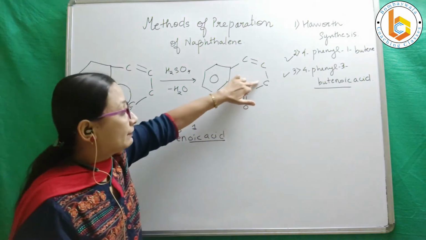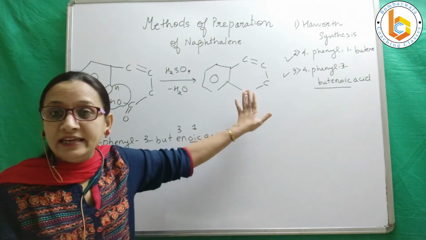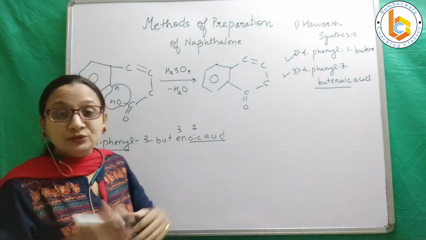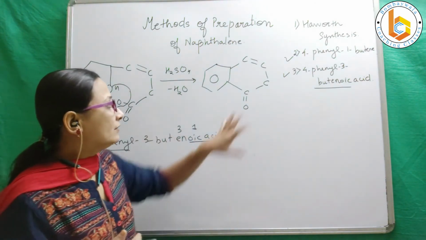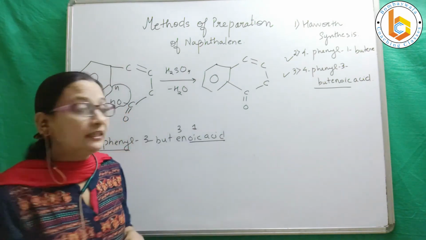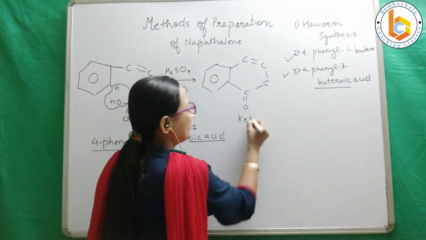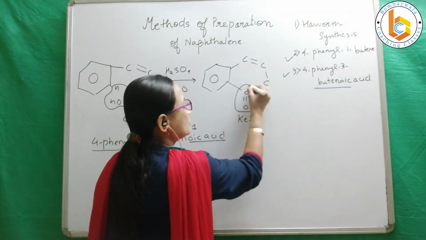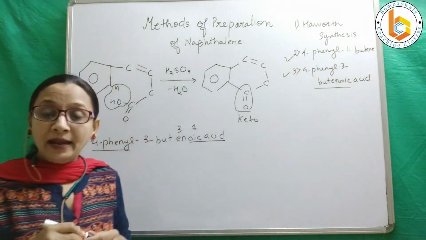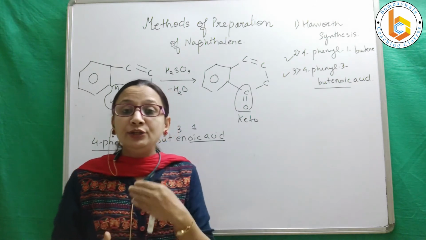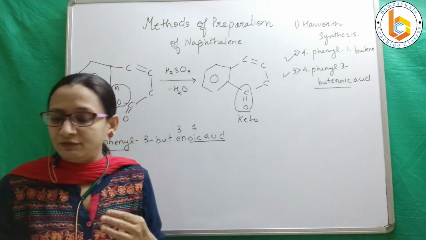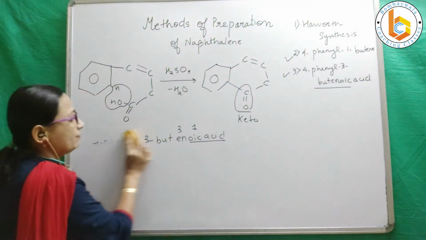In naphthalene, we need a double bond here, right? Now see what is going to happen in the further step. What is formed here is called a keto because it contains a keto functionality. This is the keto functionality. And there is a very unique phenomenon called keto-enol tautomerism, which is many a time very prevalent.